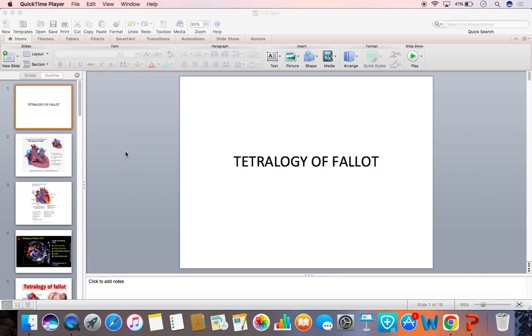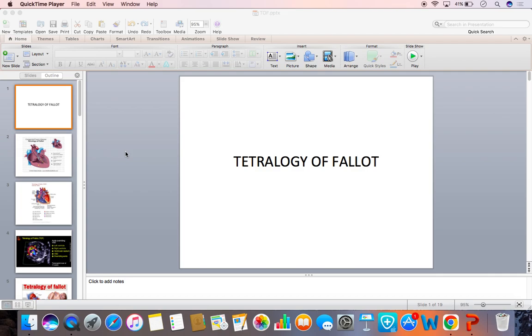Pulmonary infundibular stenosis occurs as a result of the anterior deviation of the outflow septum. With the anterior deviation of the outflow septum, there is a compression over the right ventricular outflow tract. That results in a pulmonary stenosis.